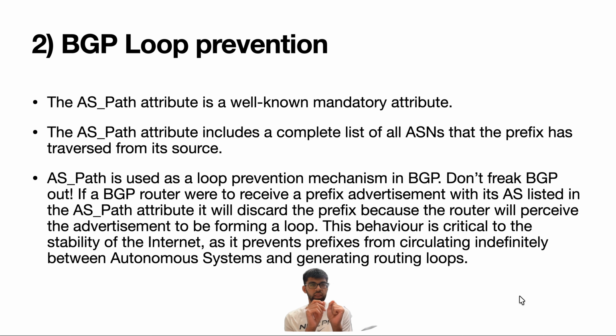But the AS path attribute includes a complete list of all ASNs that the prefix has traversed from its source. Okay, so all the autonomous system numbers. For example, 65,500, 65,001, 65,002, 65,003, separate ASNs. And now the AS path attribute will include a complete list.